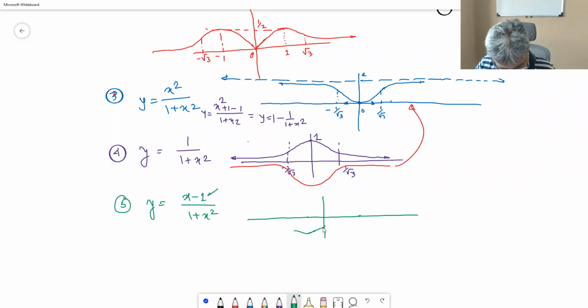When x is equal to 0, y is equal to minus 1. When x is equal to 1, y is equal to 0, the function will go like this. It will attain its maximum at this point and then become asymptotic with respect to the x-axis. From here it will also be asymptotic.